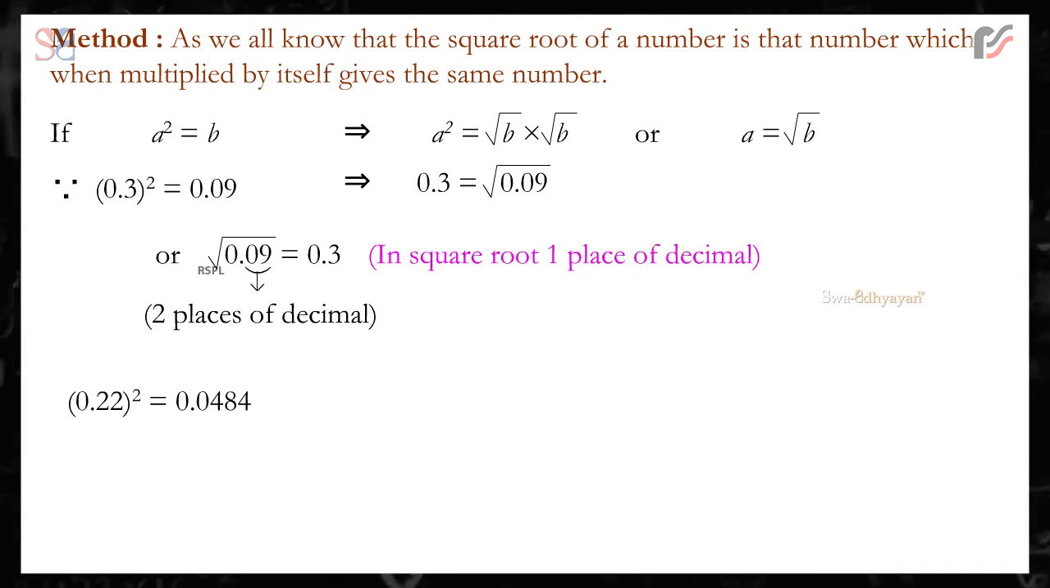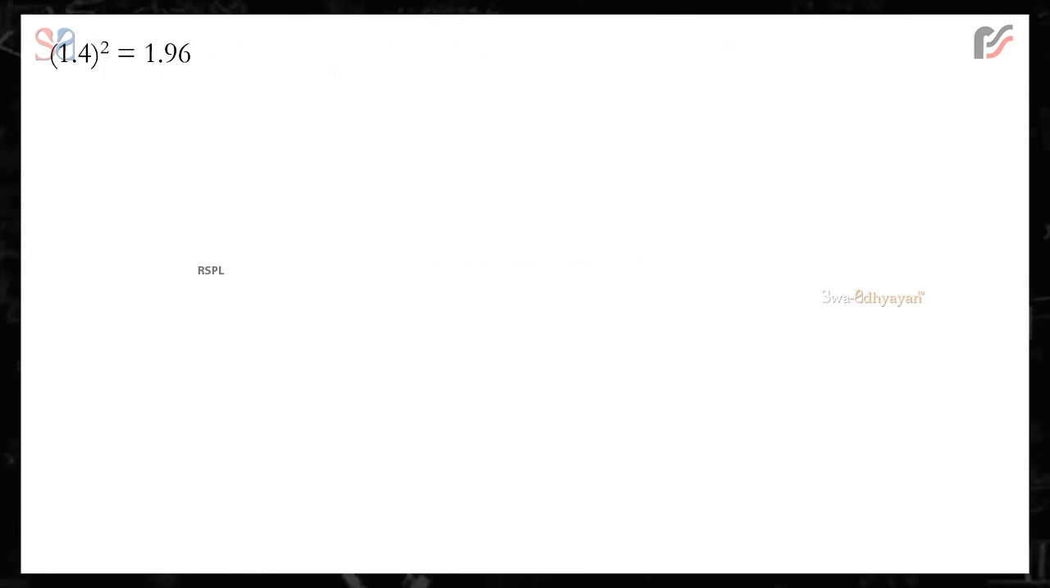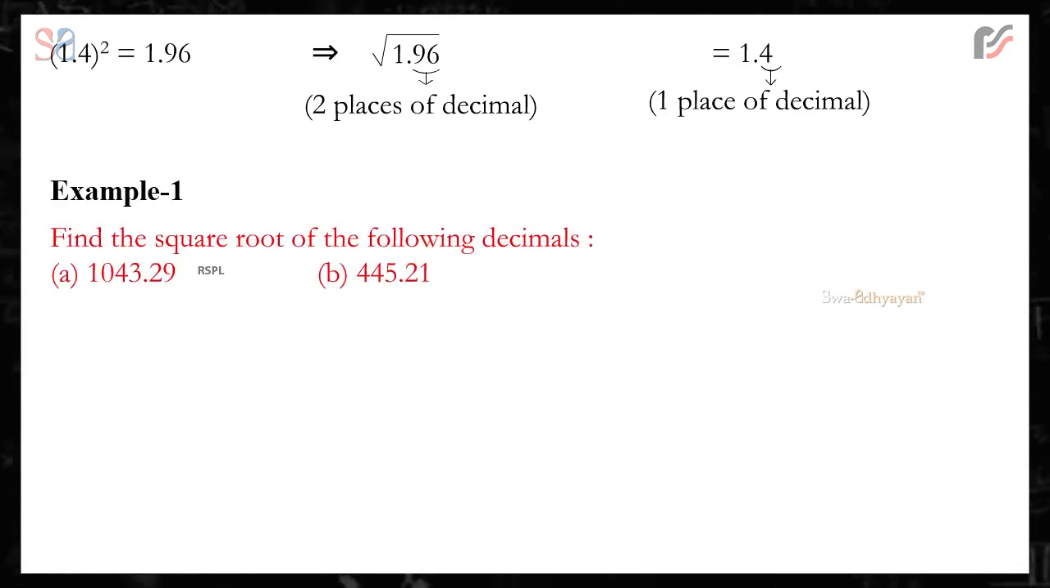0.22² is equal to 0.0484. This implies that √0.0484, 4 places of decimal, is 0.22, 2 places of decimal. 1.4² is equal to 1.96. This implies that √1.96, 2 places of decimal, is equal to 1.4, 1 place of decimal.